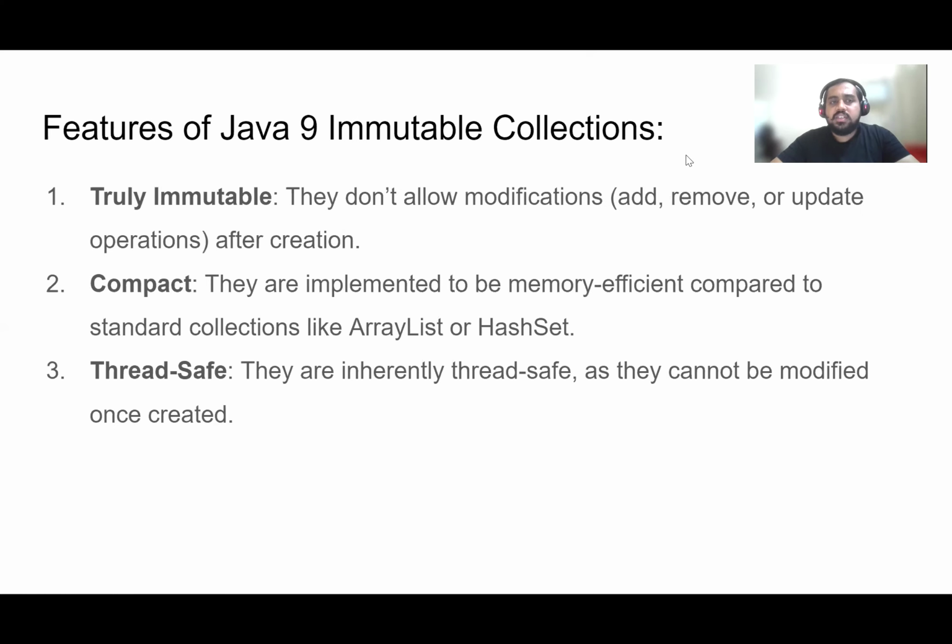So what are the features of Java 9 immutable collections? It's truly immutable. That means they don't allow add, remove, or update operations even after creation. There will be no way to add, remove, or update after creation. And it's compact. They are implemented to be memory efficient compared to standard collections like ArrayList or HashSet. And thread safe. They are inherently thread safe, since they can't be modified once created.